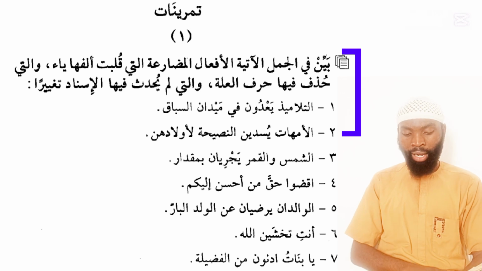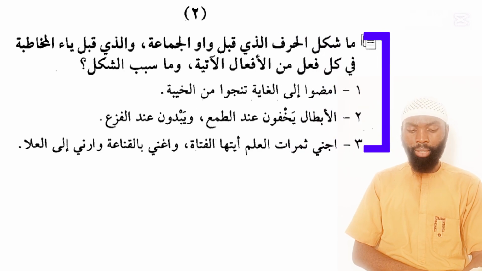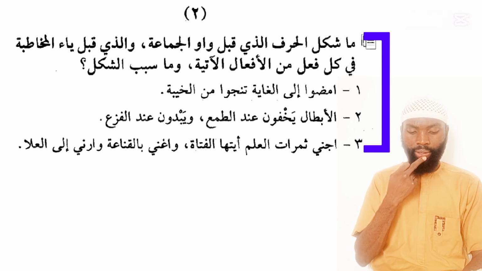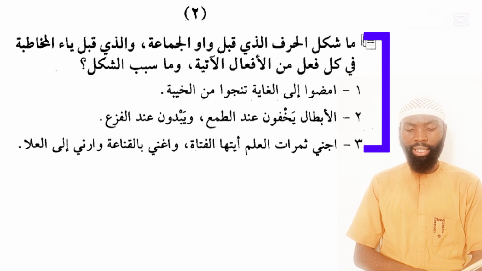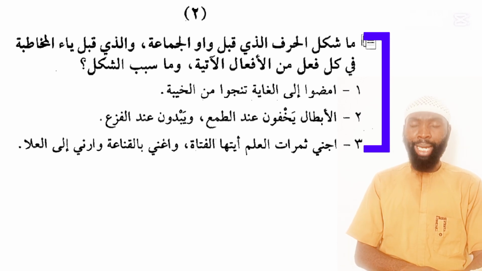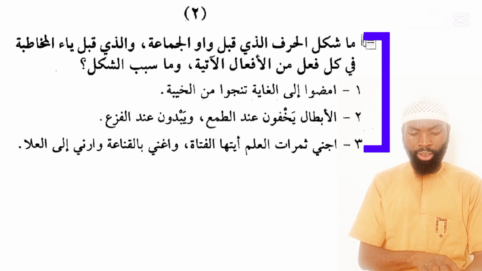Exercise number 2 says: what is the vowel mark of the letter which comes before the wa of plurality, and before the ya of the second person female, in each of the following verbs, and what is the reason behind that. Now we have imdu ila al-ghayati tanju min al-khayba. So you have the word imdu. You can see that the vowel mark of the letter before the wa of plurality is what?